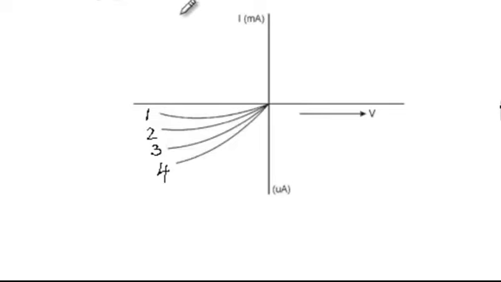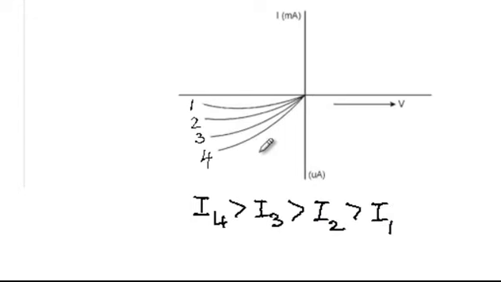Next, arranging the intensities in decreasing order of magnitude would be I4 is greater than I3 is greater than I2 is greater than I1. You can see that the current is more for this case than for this and least for 1. So if the current is least for 1 and most for 4, which means maximum number of electron hole pairs are being created for 4. So the intensity of the incident light is maximum for 4 and minimum for 1.